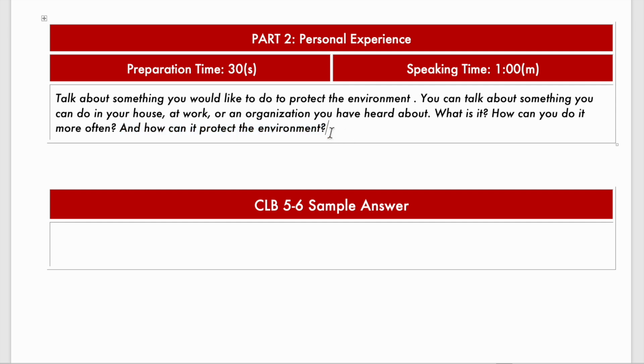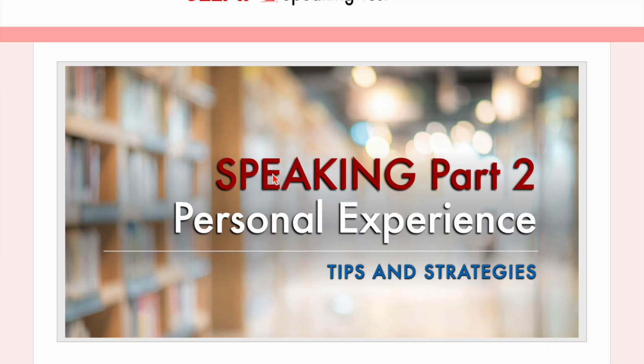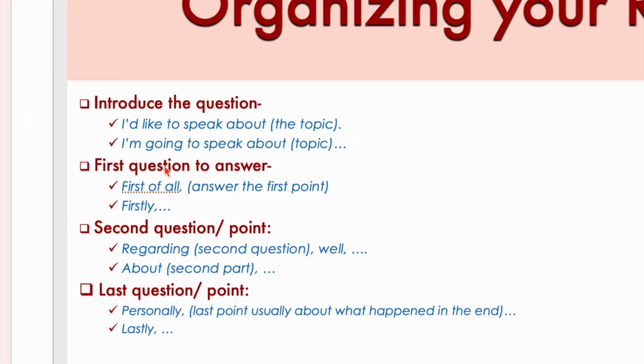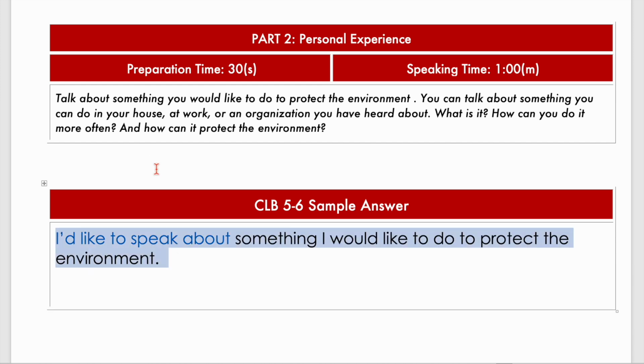Okay, all right. So let's remember that I will be following the structured speaking from our guide. We need to organize our answer. Start by introducing the question, then answer the first question or point, second point, and third point. And I'll be using some of these words. So let's remember, we start with I'm going to speak about, or I'd like to speak about. I'd like to speak about something I would like to do to protect the environment. So it's exactly here. So that's how I should introduce the question. Just start by introducing that.